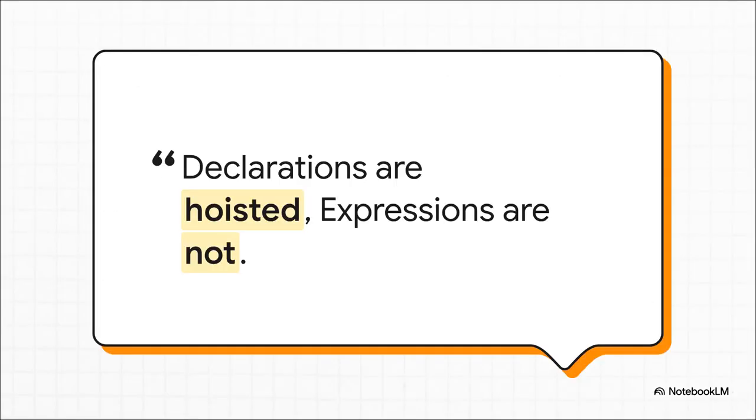Seriously, if you only remember one thing from this part, let it be this right here. Declarations are hoisted, expressions are not. This one little difference is everything. It's what decides which one you should use. If you want to organize your code so your main logic is at the top and all your helper functions are at the bottom, a declaration is perfect for that. But if you need to control exactly when a function can be used, maybe inside an if statement, then an expression is what you want.